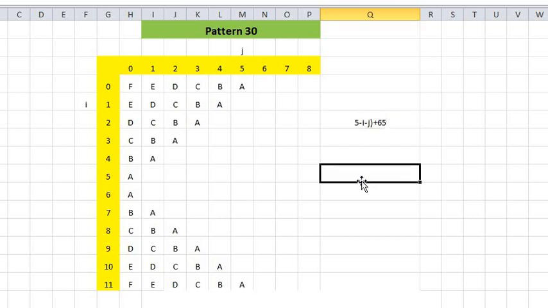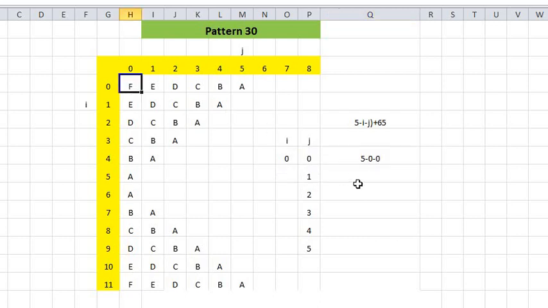So how am I going to calculate it? Assume the value of I, then the value of j. Okay. So initially the value of I will be 0 and the value of j will be 0, 1, 2, 3, 4, 5. Correct? 5 minus 0 minus 0. What will it be? 5. So 5 plus 65. It will be what? 70. The Unicode value of 70 is F.